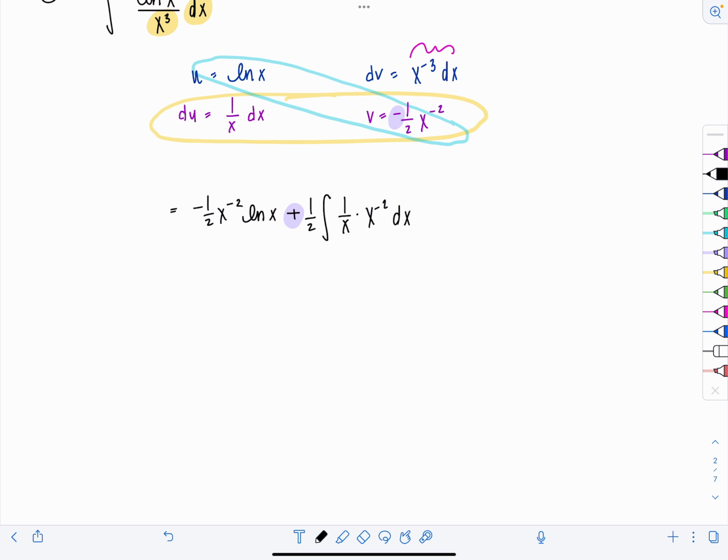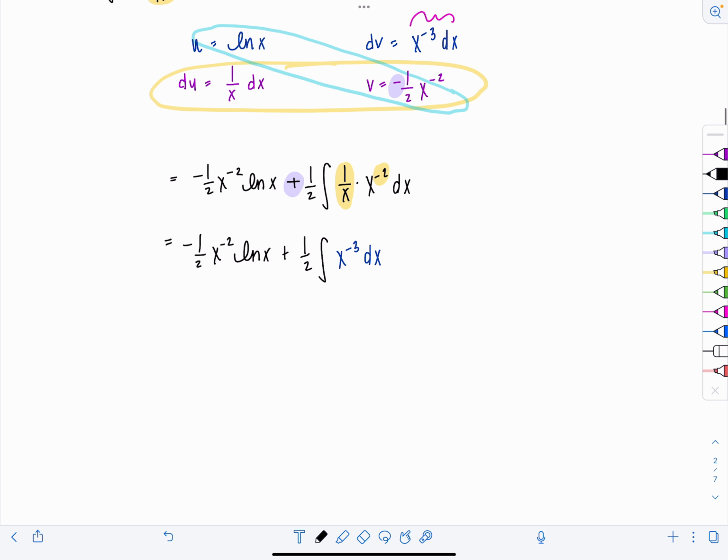Looks good. Okay, so let's start rewriting things. We've got here negative 1/2 x to the negative second natural log of x plus 1/2 integral. I said earlier, but I'll remind you, 1 over x is x to the negative first. X to the negative first times x to the negative second is going to be x to the negative third. Remember, we add our exponents. Beautiful. Okay, let's keep going.